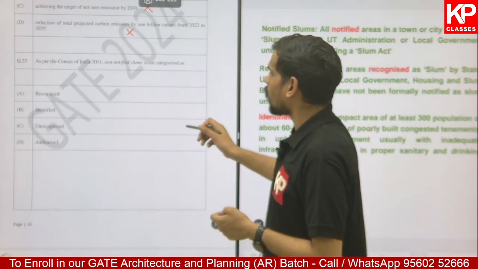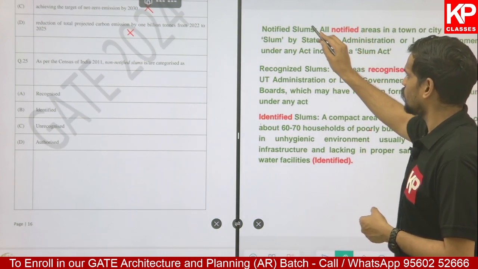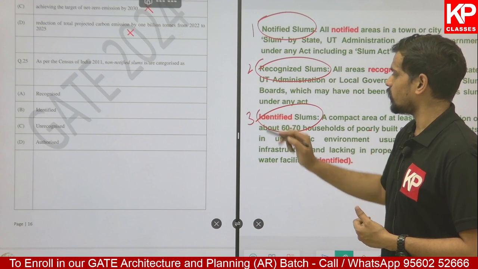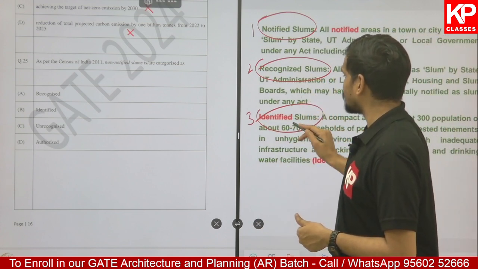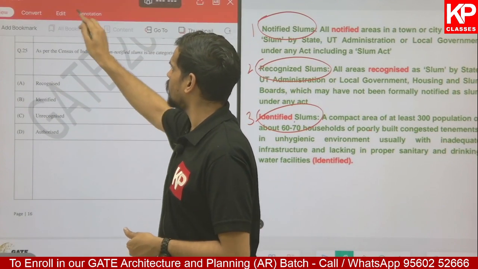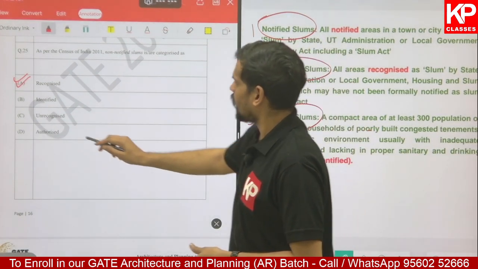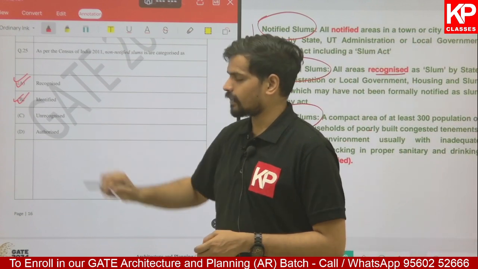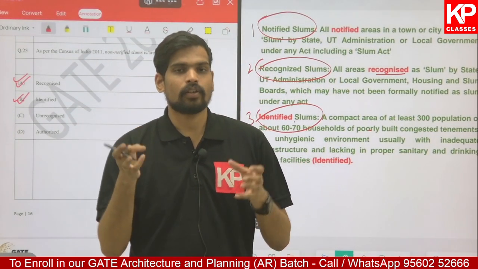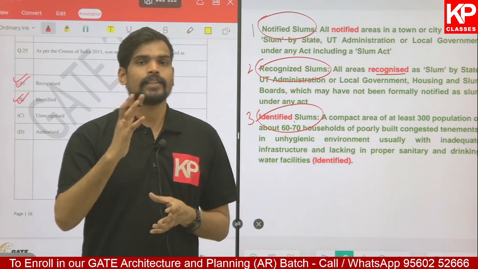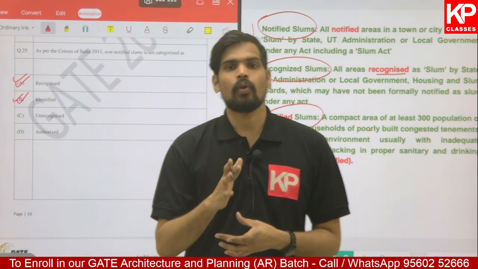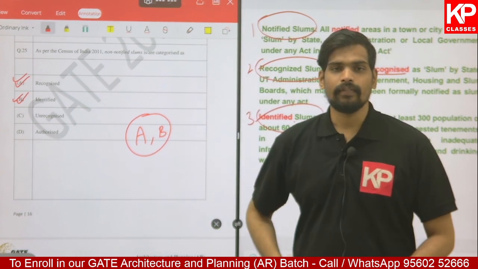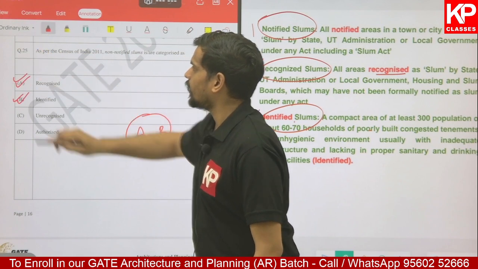So these are the three types. They're asking which of these are non-notified. So you have notified slums, and non-notified slums can be recognized slums or identified slums. These are the three categories of slums as per the census 2011. So recognized slums and identified slums will be the options. Recognized slums are those which have been recognized as slum but not necessarily notified. Identified slums are those which can be identified based on pointers, like compact areas of minimum 300 population, 60 to 70 households, lacking basic infrastructure, water supply and sanitary facilities. So A and B are the correct options for question number 25. That is again a 1 mark MSQ question.